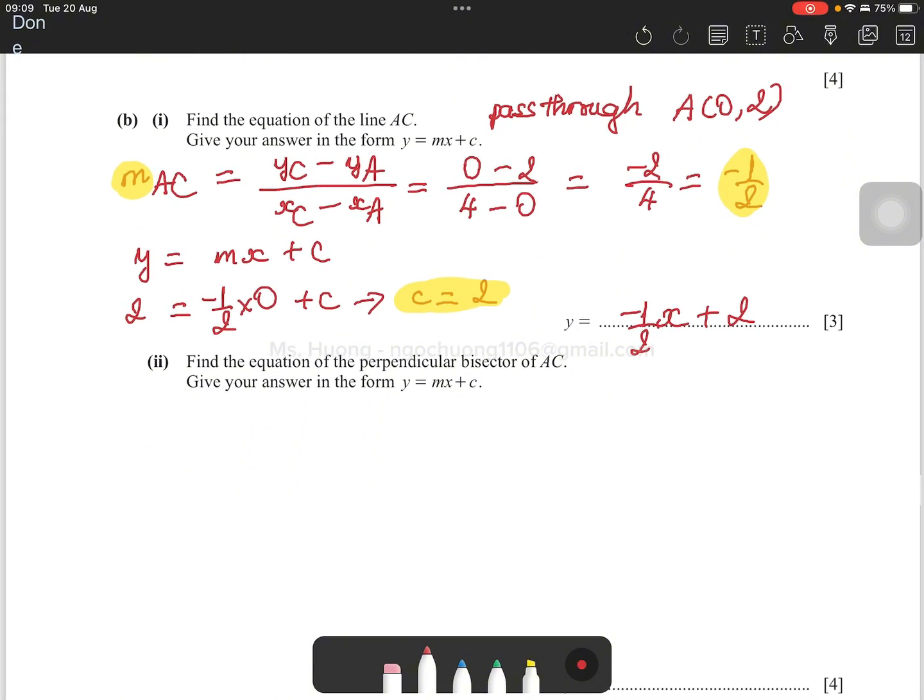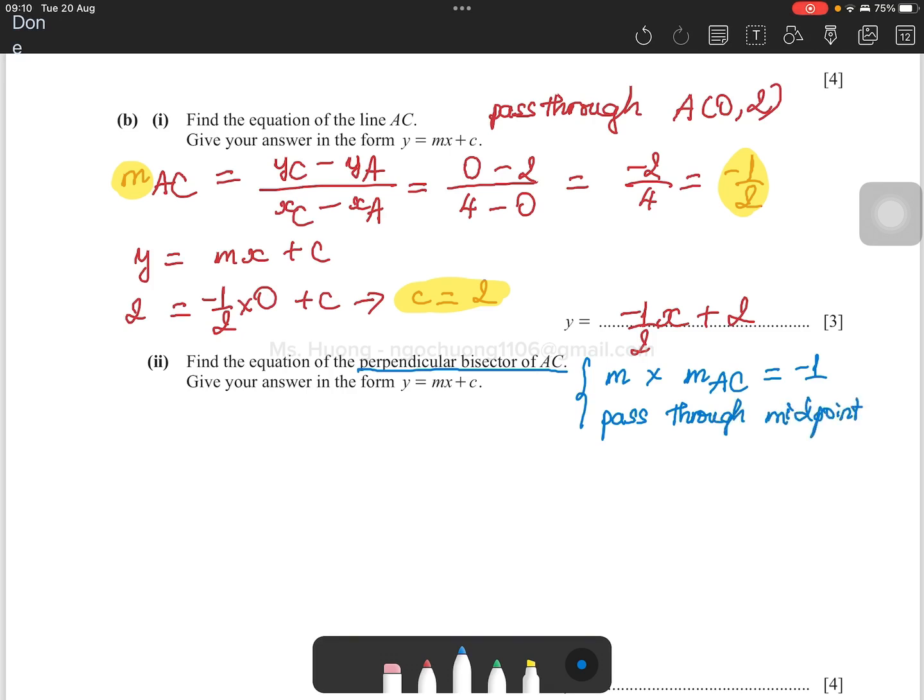Second question. Find the equation of the perpendicular bisector of AC. Give your answer in the form y equals mx plus c. You know that the perpendicular bisector of AC has two properties. First of all, it is perpendicular to the line AC, so the gradient of this line multiplied by the gradient of AC is -1. And the second property is that it passes through the midpoint of AC.